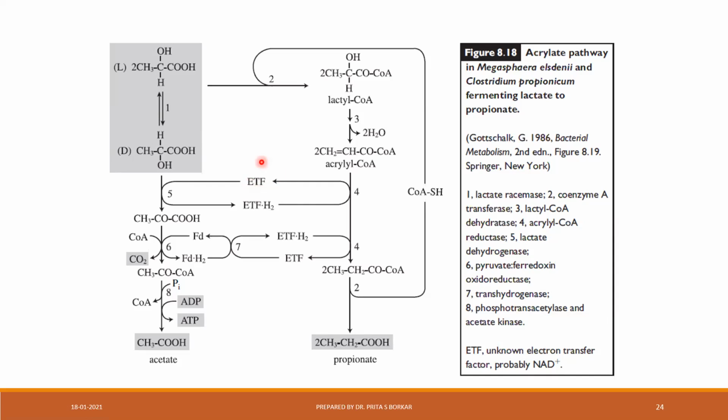Probably it is NAD positive. So here it is NAD positive. This is accepting the electrons. Okay. And it is becoming reduced. This is your oxidized one. Now, when it is accepting the electrons, it becomes a reduced one. Okay. So after that, what happens? The fifth enzyme is the lactate dehydrogenase enzyme. So this in the oxidized state has become a reduced one.